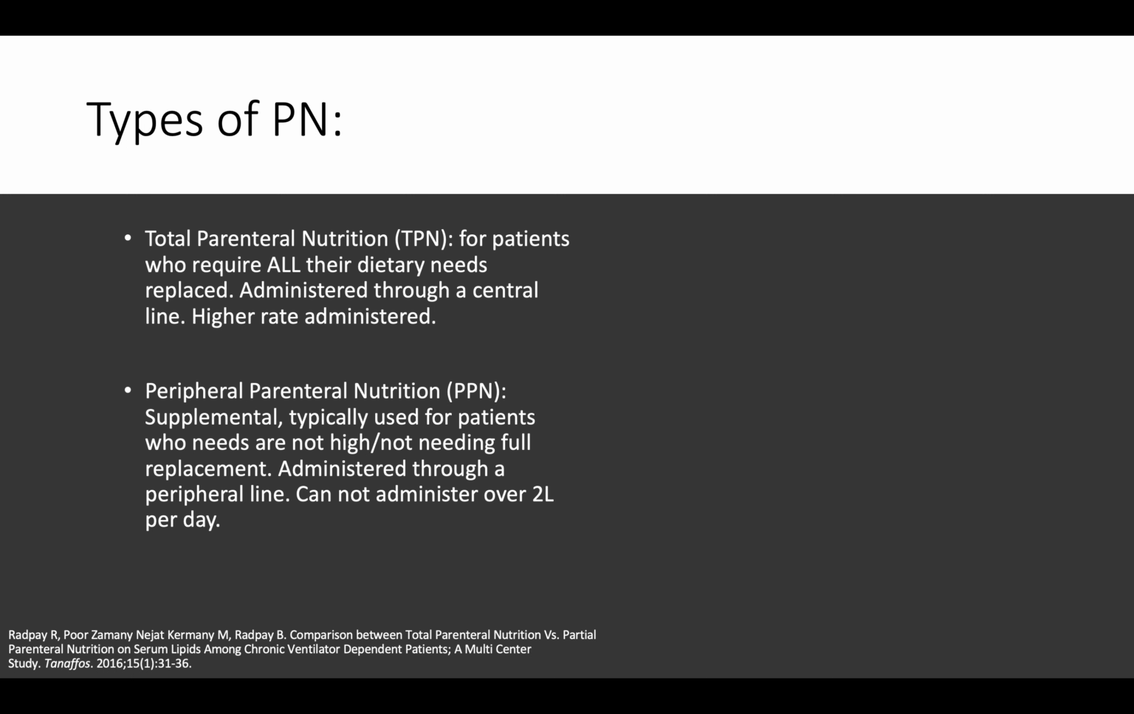So TPN, again, it's a central access. You can administer very high needs. You can meet patients' rates very easily and meet their needs really easily. While as PPN, you can't really do that. It's typically only supplemental. It's typically only used for a couple days, if at all, and then it is administered through a smaller line, and so you can't administer as high of amounts.